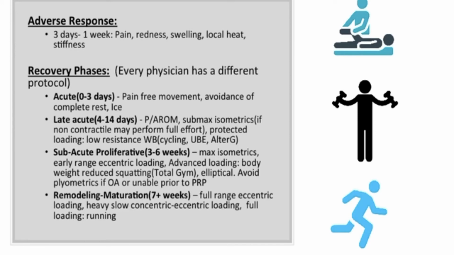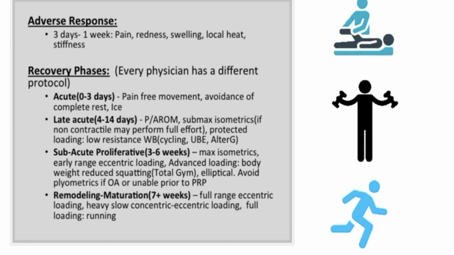In the late acute phase, patients should perform passive and active range of motion, submaximal isometrics if PRP was injected into a contractile tissue. If not, then you can perform full effort isometrics. Protected loading, such as low resistance weight bearing and cycling, UBE, or the Alter-G.